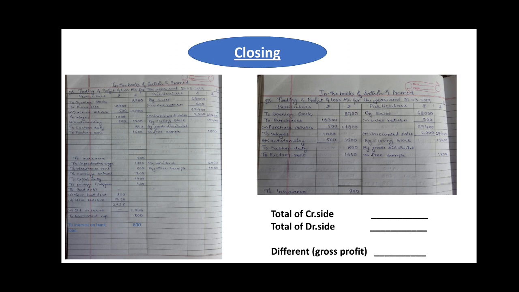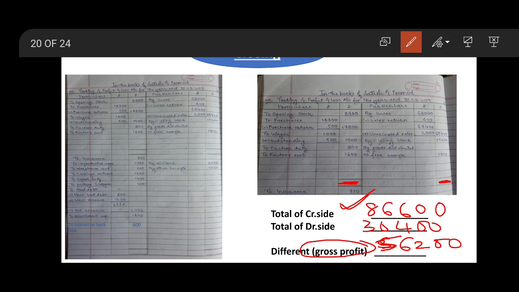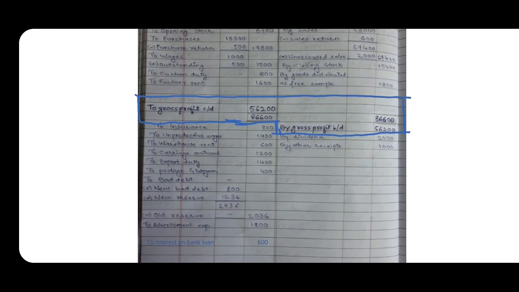What was the total of credit side? It was 86,600, and the total of debit side was 30,400. The credit side is greater, so you will write the total of credit side in the closing lines, and transfer the same balance to the closing of debit side. Now get the difference out of it. Deduct the lesser amount from the bigger amount. You will get 56,200 as the balance, which is called gross profit, that we write just above the closing lines, and we write here gross profit. So in this way we close the trading account.